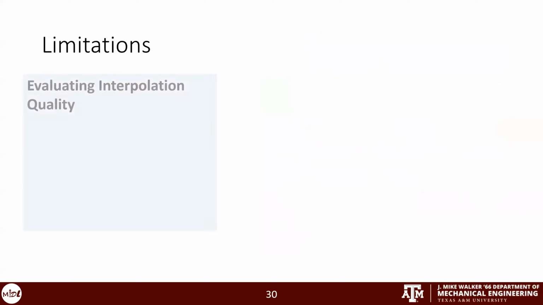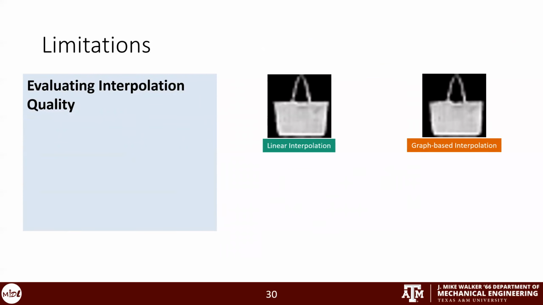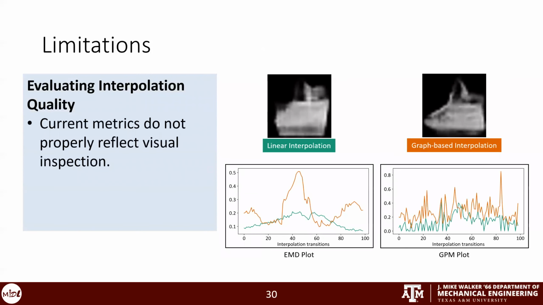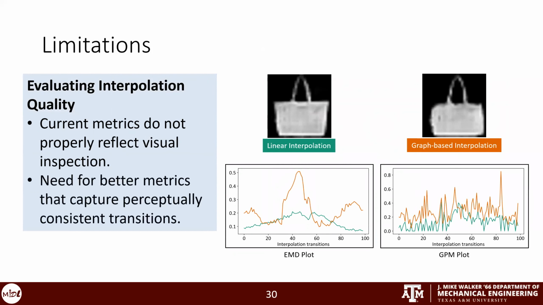Having shared the key takeaways, I'll now talk about the limitation of our work, which is quantitatively evaluating the interpolation quality. For example, if I were to show these two GIFs of interpolations to a person, they might prefer one over the other. We don't say which one. However, the question arises, what metrics can be used to accurately reflect the visual inspection? Our current metrics did not reflect the results that we showed through the visual inspections. Therefore, there is a need for better metrics that can capture perceptually consistent transitions.